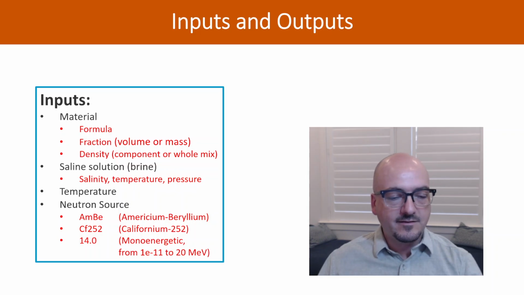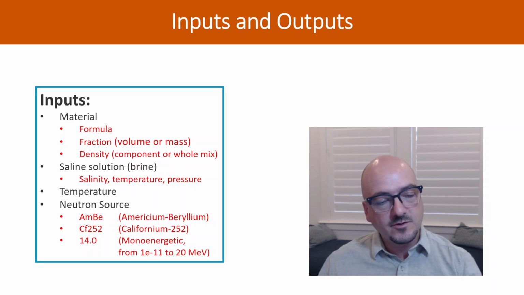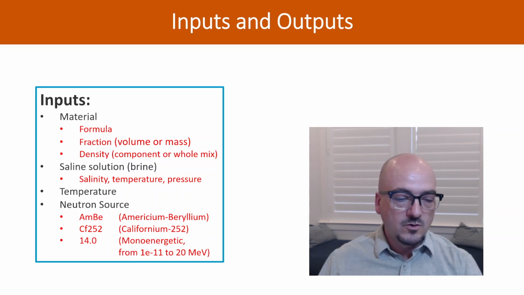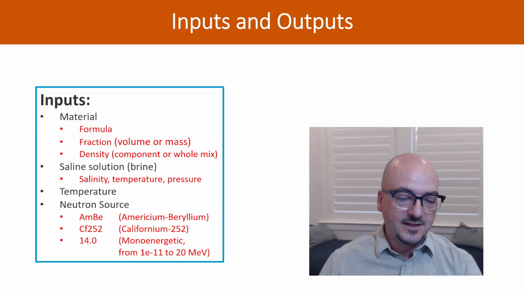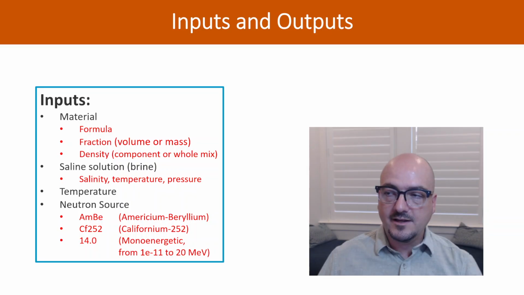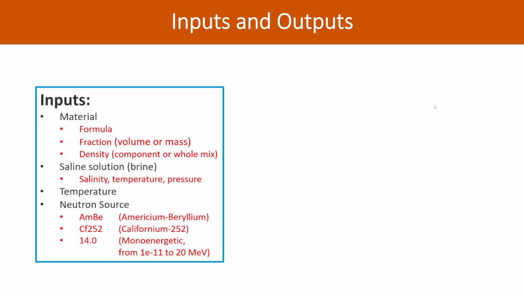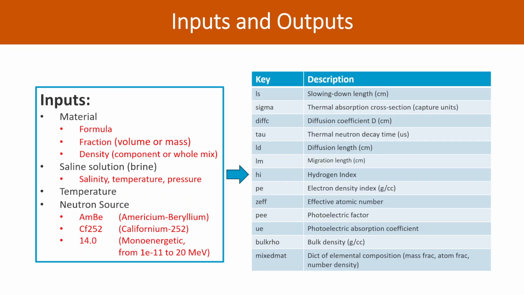But it can be americium, beryllium, californium 252, or you can just give it a number between 1 times 10 to the minus 11 to 20 MeV, and this just means that the source is monoenergetic. And once you give it those inputs, you're going to get as outputs all the nuclear properties that are calculated, which include the slowdown length, sigma, the thermal absorption cross-section, density, electron density, and so on. The ones that you probably are familiar with, bulk density, and so on.